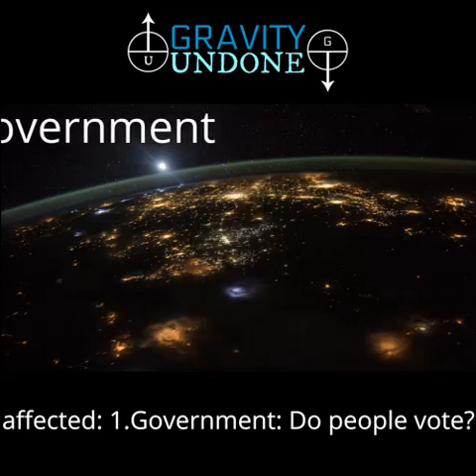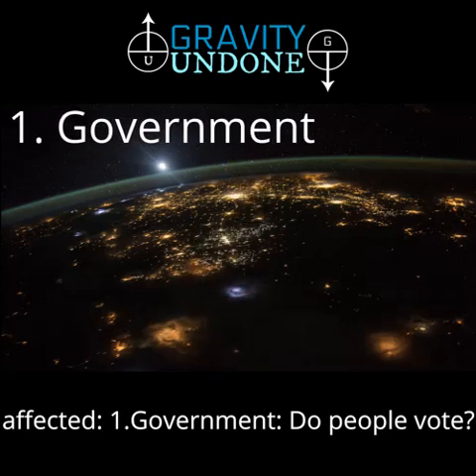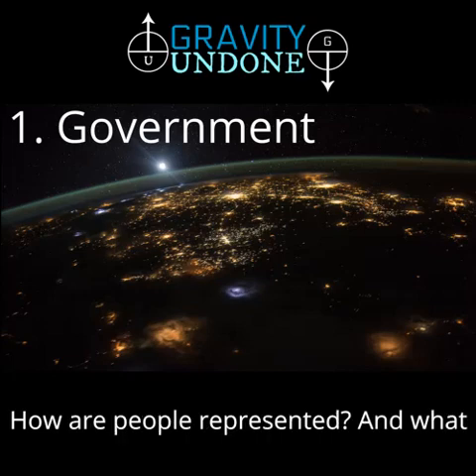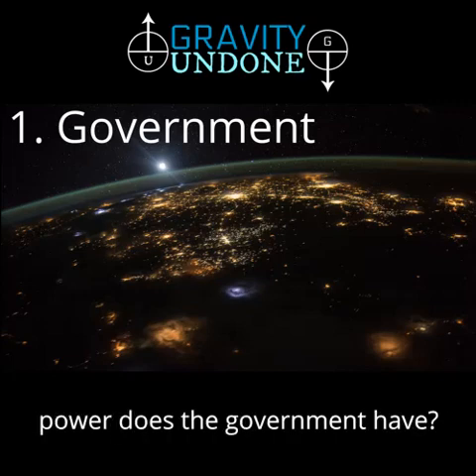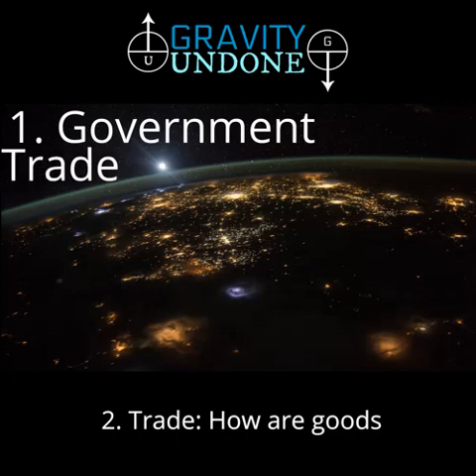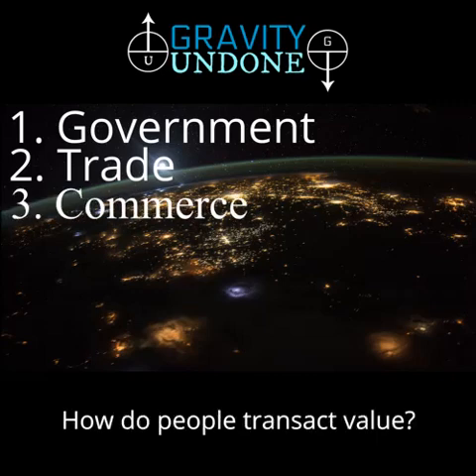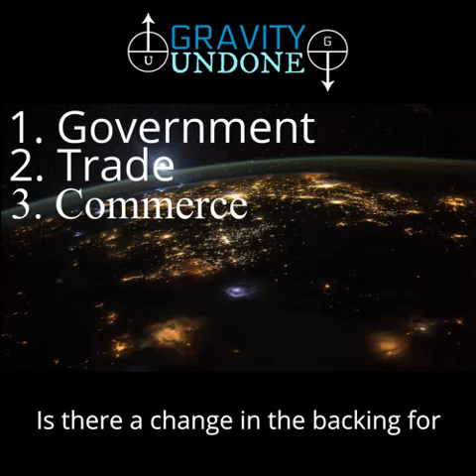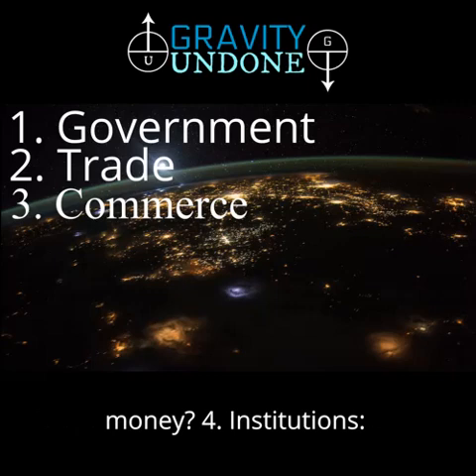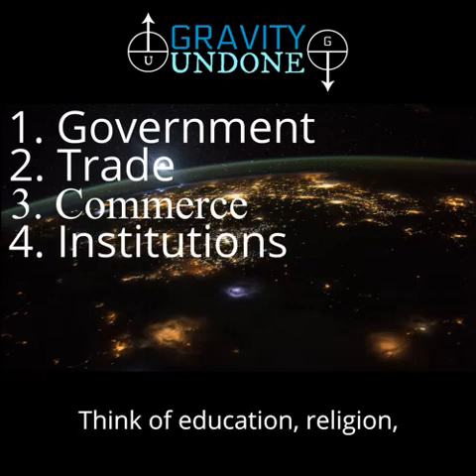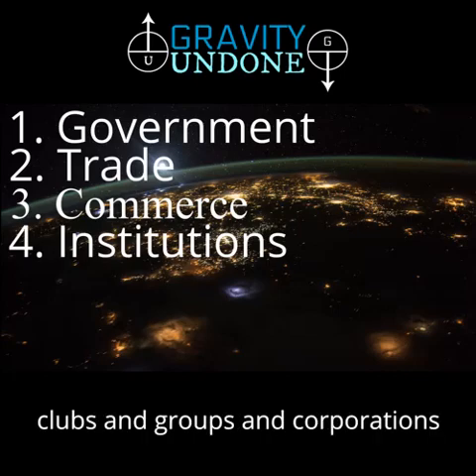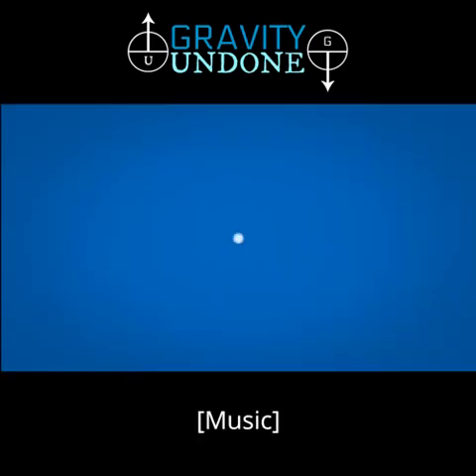1. Government. Do people vote? How do they vote? How are people represented, and what power does the government have? 2. Trade. How are goods and services delivered? 3. Commerce. How do people transact value? Is there a change in the backing for money? 4. Institutions. Think of education, religion, clubs and groups, and corporations.